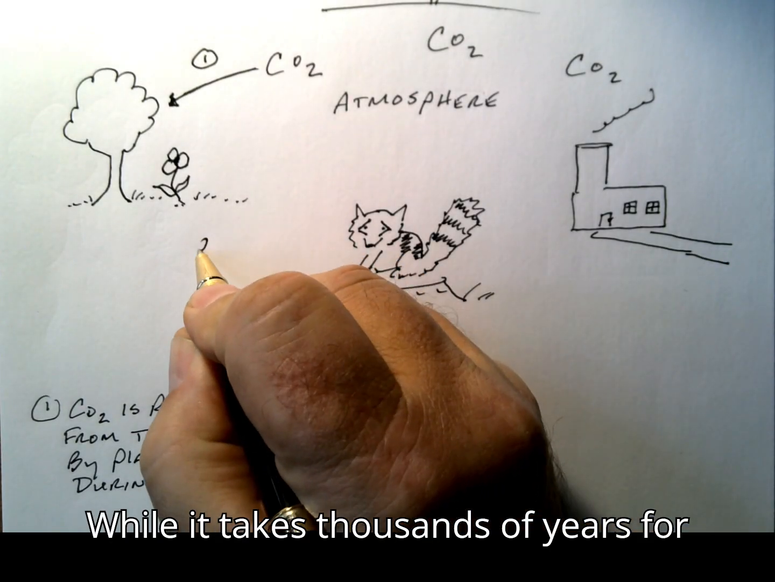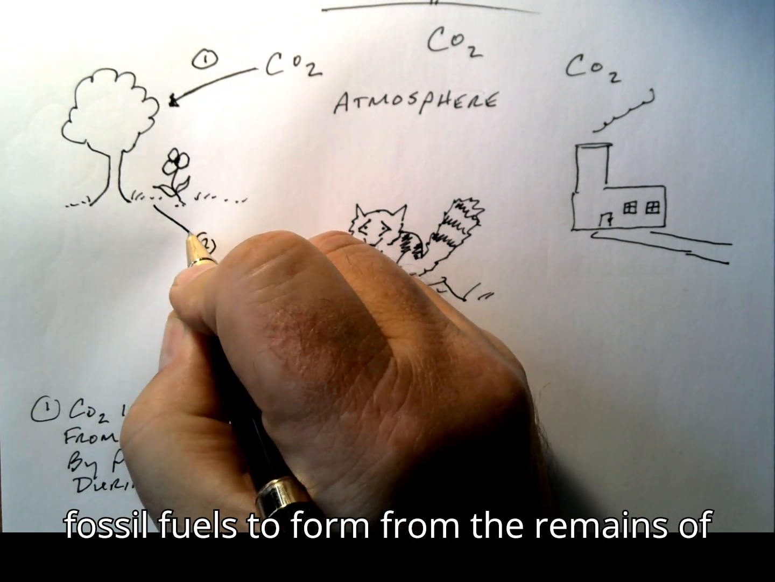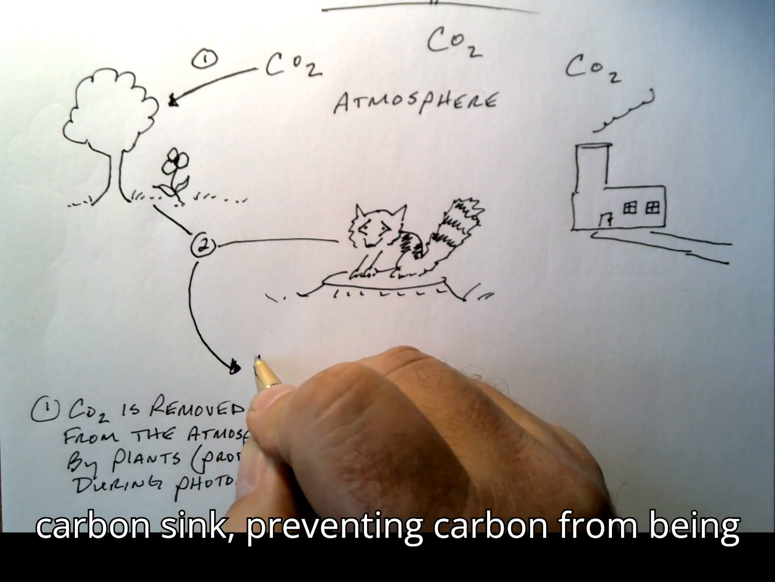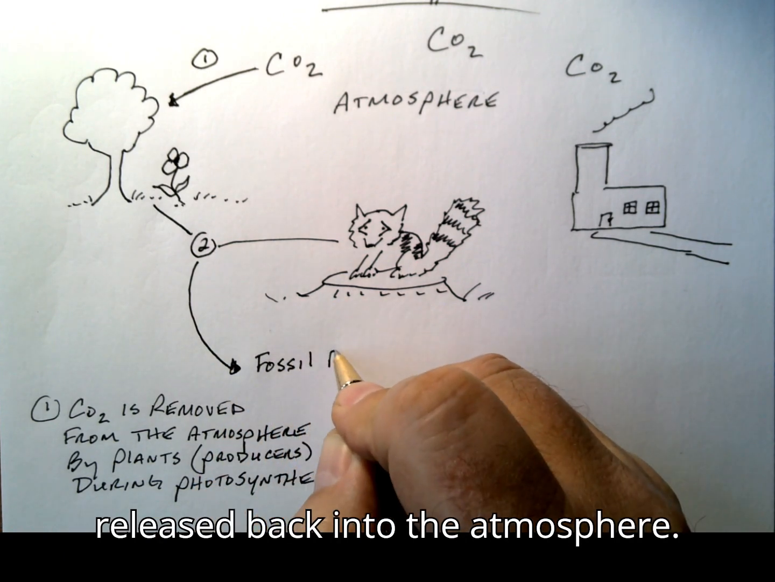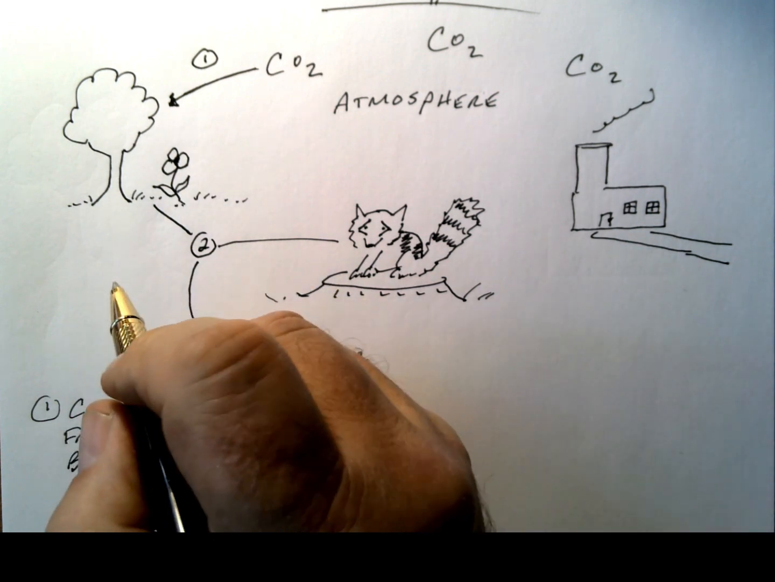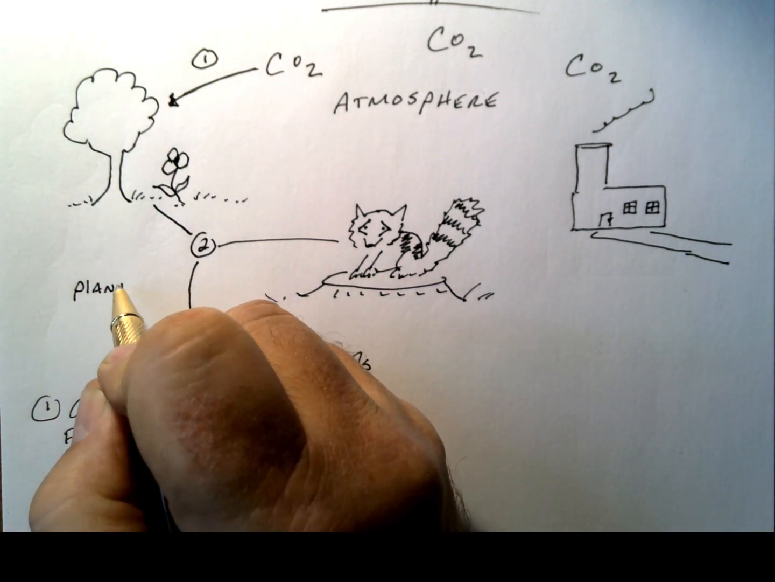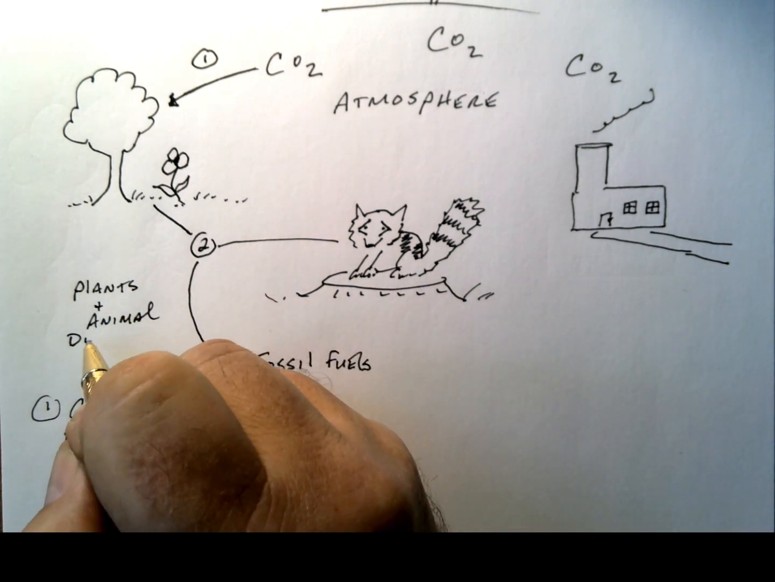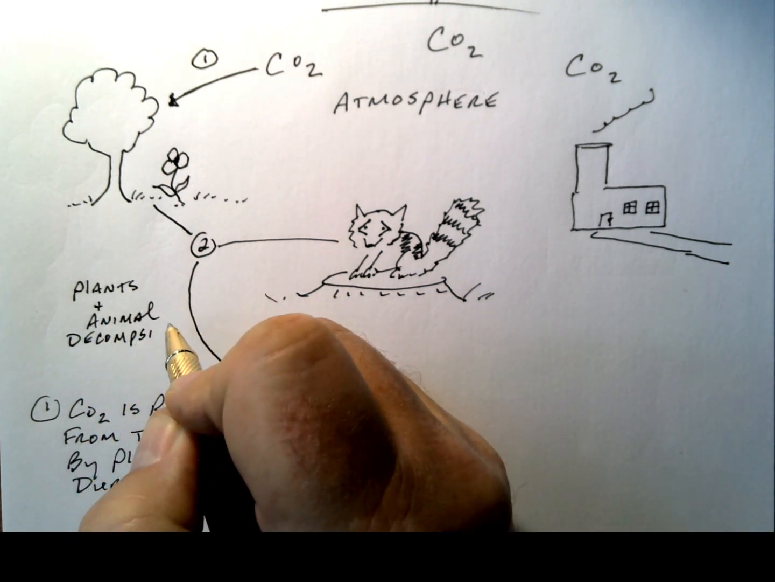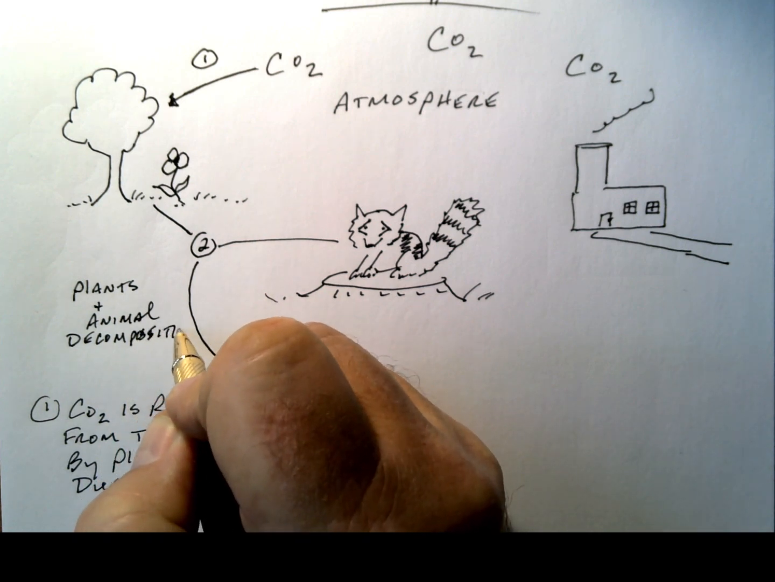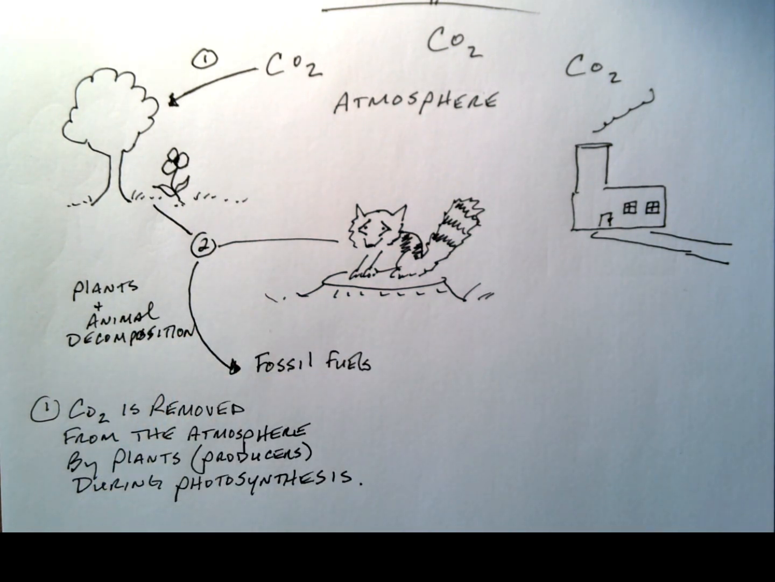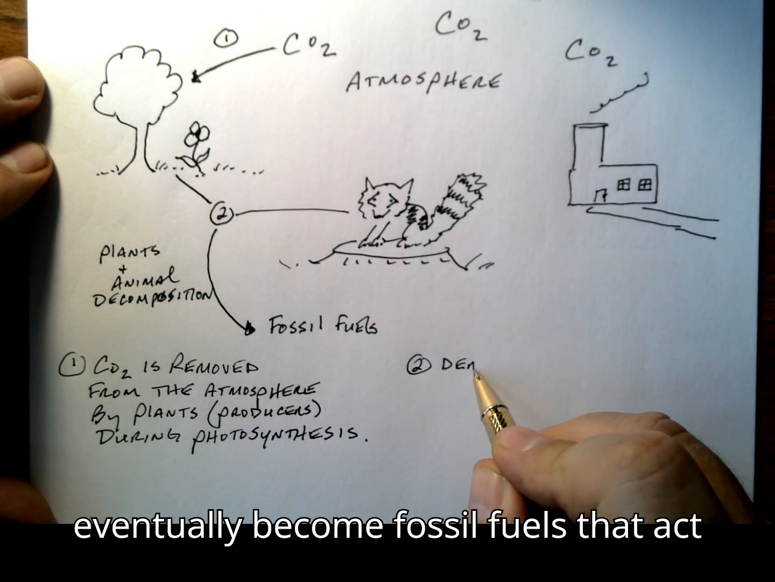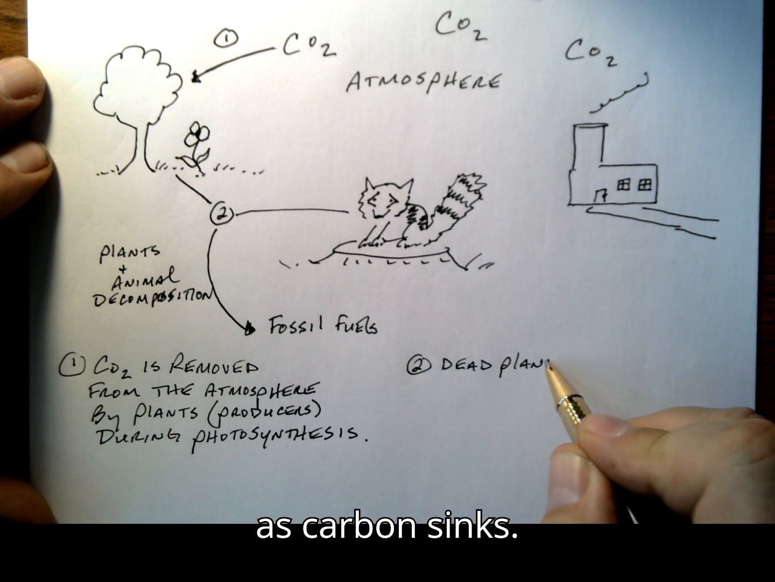While it takes thousands of years for fossil fuels to form from the remains of plants and animals, fossil fuels act as a carbon sink, preventing carbon from being released back into the atmosphere. Step 2. Dead plants and animals eventually become fossil fuels that act as carbon sinks.